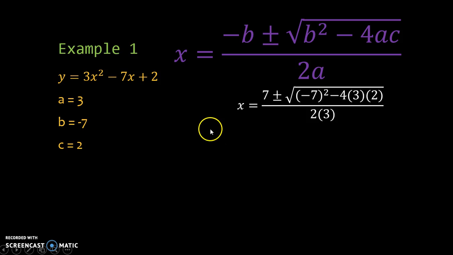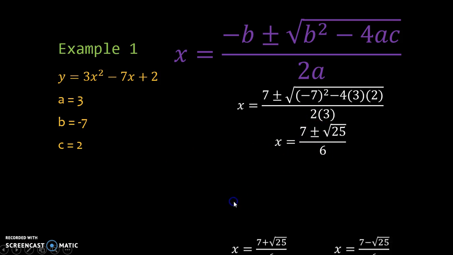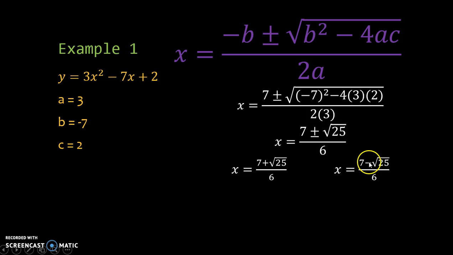So the next step was to simplify the discriminant and the denominator. So in my calculator, I just put negative 7 parentheses squared minus 4 parentheses 3 parentheses 2. I don't put the square root in. So when I do that, I get 25. So now I have 7 plus or minus the square root of 25. Simplifying the denominator, 2 times 3 is just 6. So now I've simplified this problem immensely. Now we split it into two separate problems. This plus or minus, I'm going to make one a plus and one a minus.